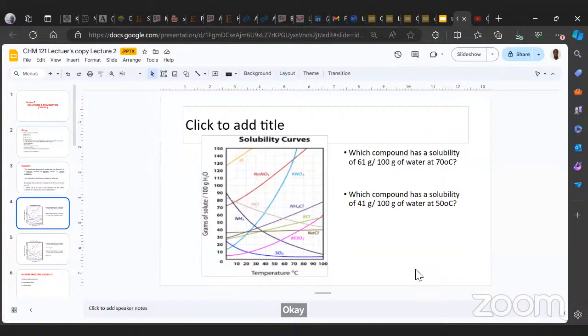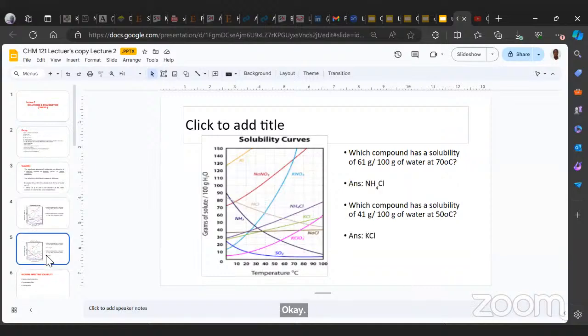Which compound has a solubility of 41 gram in 100 gram of water at 50 degrees Celsius? 41 at 50 degrees. HCl. Yes, HCl, correct. So that's what the solubility curve tells us. So we can go on and on. KCl, yes. So that's the answer.